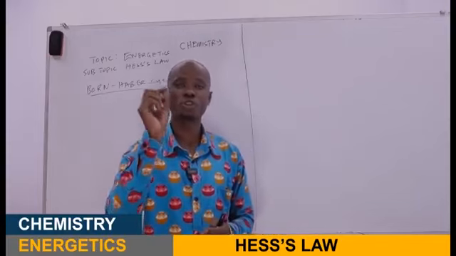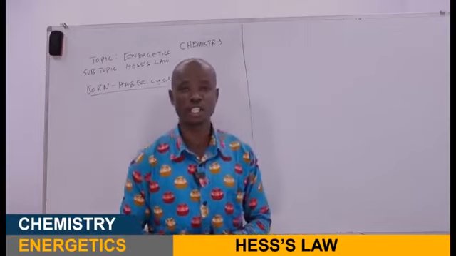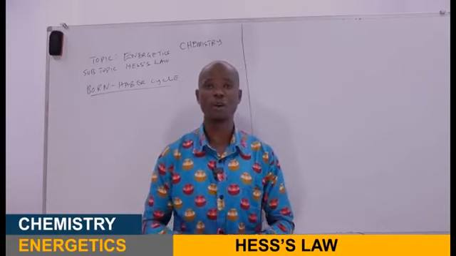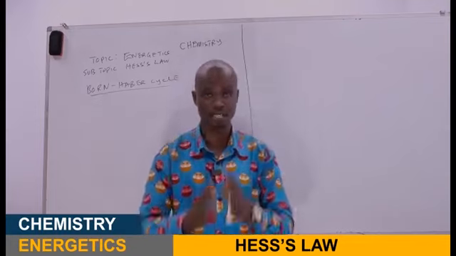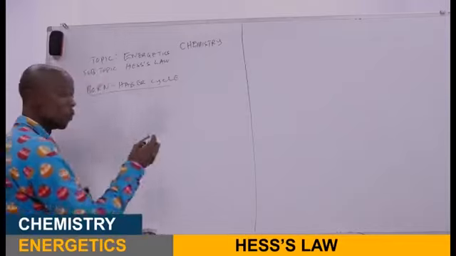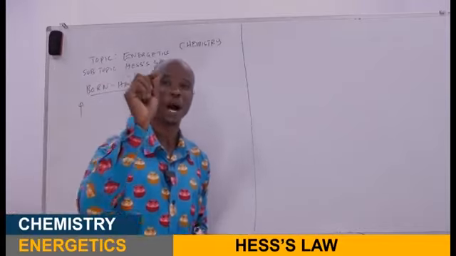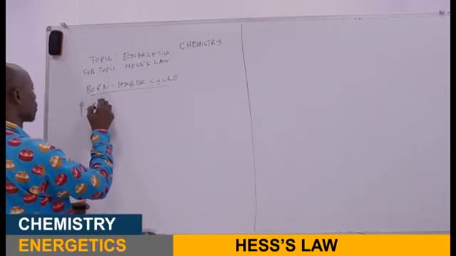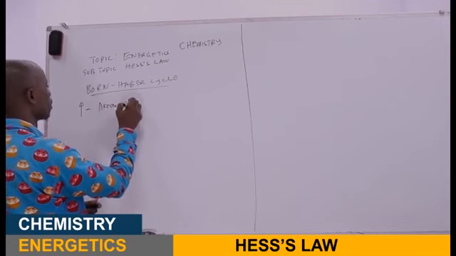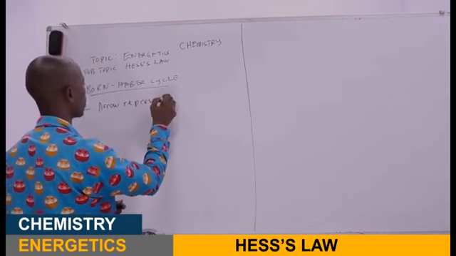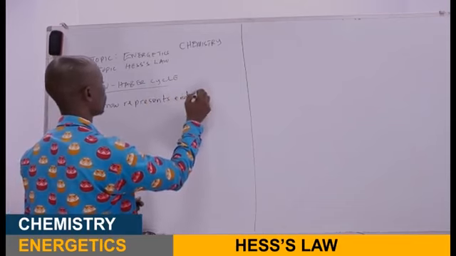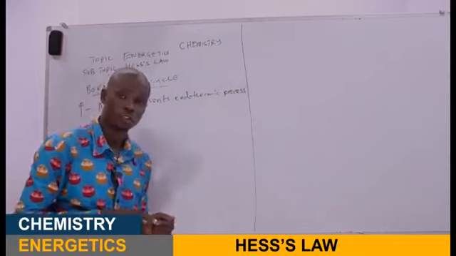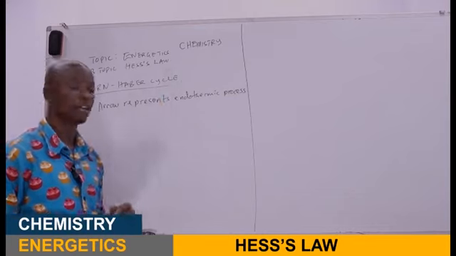But before you draw the Born-Haber cycle, there are very important things for you to remember. There are arrows. Before we go to the examples, I want to give you some skills. What do the arrows in the cycle represent? Now, we have this arrow. The arrow which is pointing upward represents the endothermic process. So the arrow which is pointing upward represents the endothermic process.